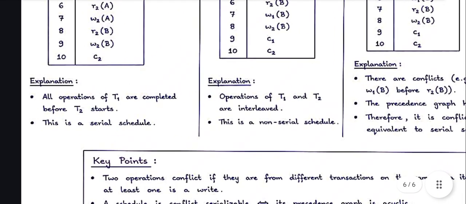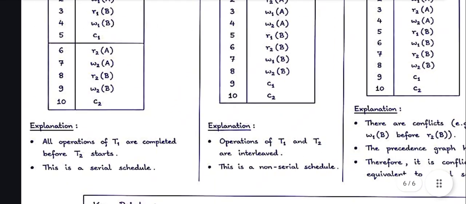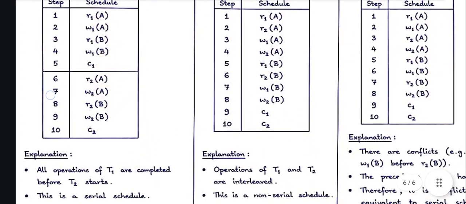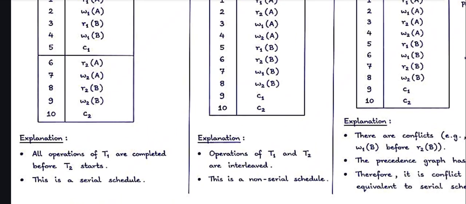T1 to T2. Here, all operations of T1 are completed before T2 starts. This is a serial schedule. But in the non-serial schedule, the operations of T1 and T2 are interleaved. This is a non-serial schedule.